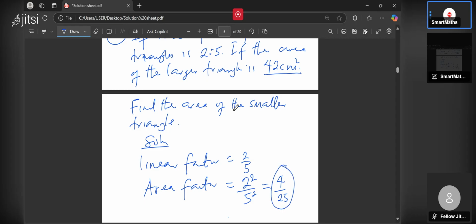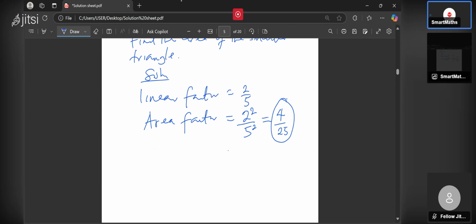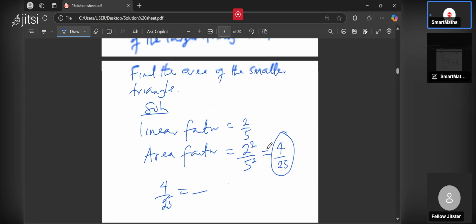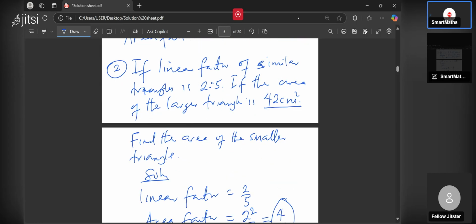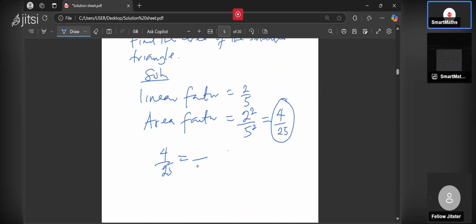So now this is the area factor, and we're going to equate it. That's going to be 4 over 25 equals... between 4 and 25, which one is bigger? 25. Now, the area of the bigger triangle is given to be 42, so 42 is the bigger one, then the smaller one will be x.